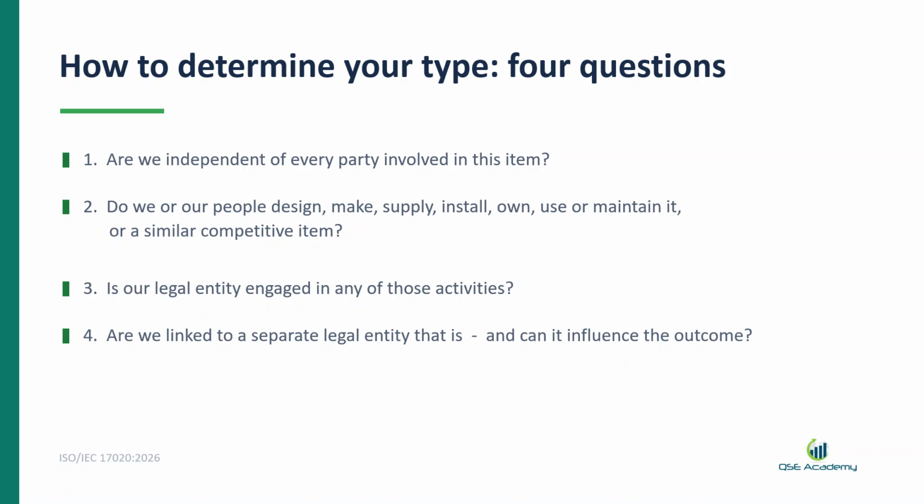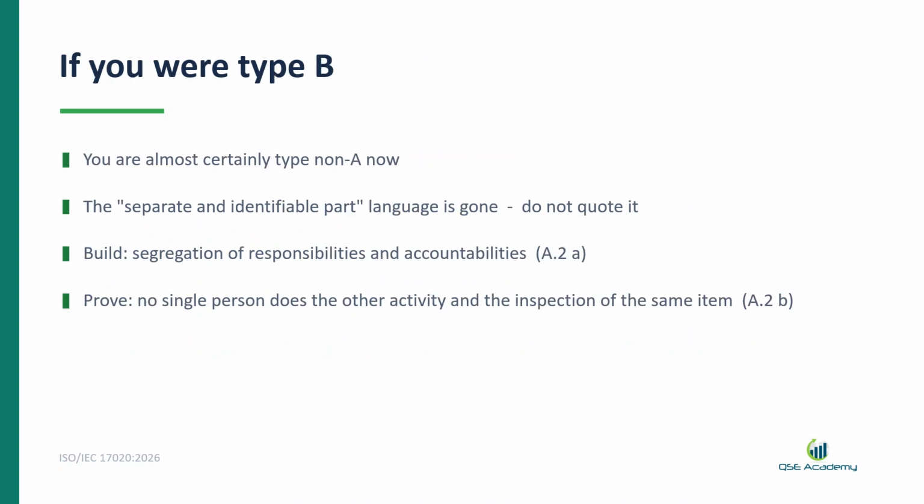4 clean yeses on independence, and you are type A for that activity. 1 single no, and you are type non-A. Write the answers down. Do not keep them in your head, because your assessor will ask you to show the reasoning, not the conclusion. If you are type B, here is your reality.